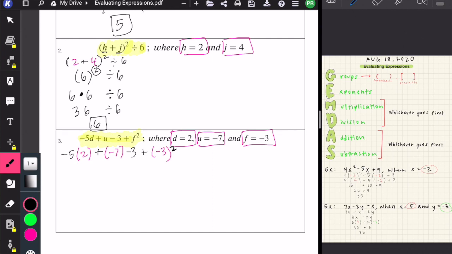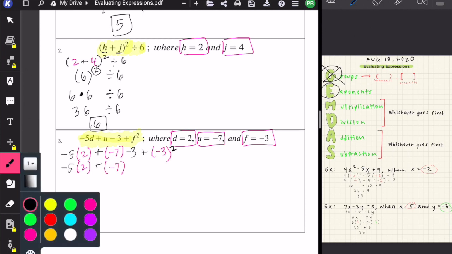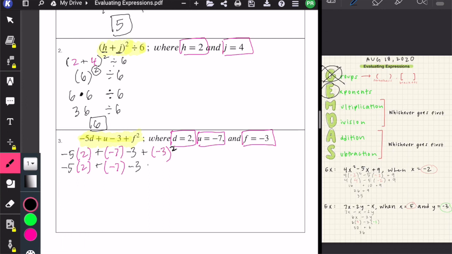Anyways, right here, we have groups. Do we have any groups? We do not. Okay, how about exponents? We do have an exponent, and it's the squared. So let's bring everything down. Right here, plus, we got plus -7 minus 3 plus, and then we have -3 squared, which is the same as -3 times -3. And that right there is the same as 9, right?